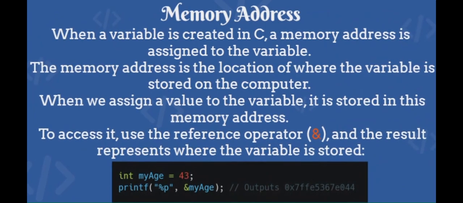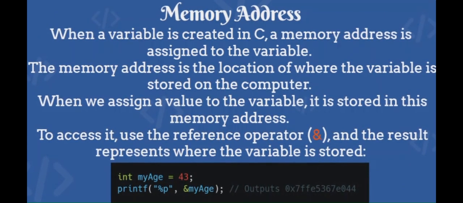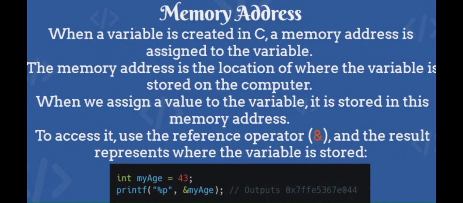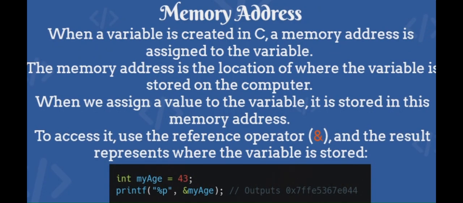Memory address. When a variable is created in C, a memory address is assigned to the variable. The memory address is the location of where the variable is stored on the computer. When we assign a value to the variable, it is stored in this memory address. To access it, use the reference operator &, and the result represents where the variable is stored. The memory address is in hexadecimal form.